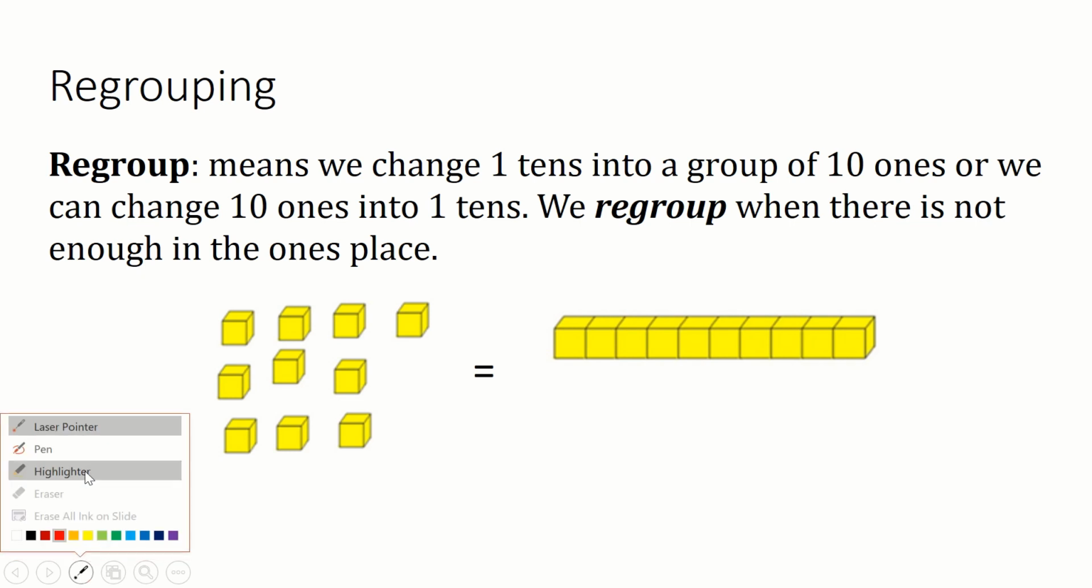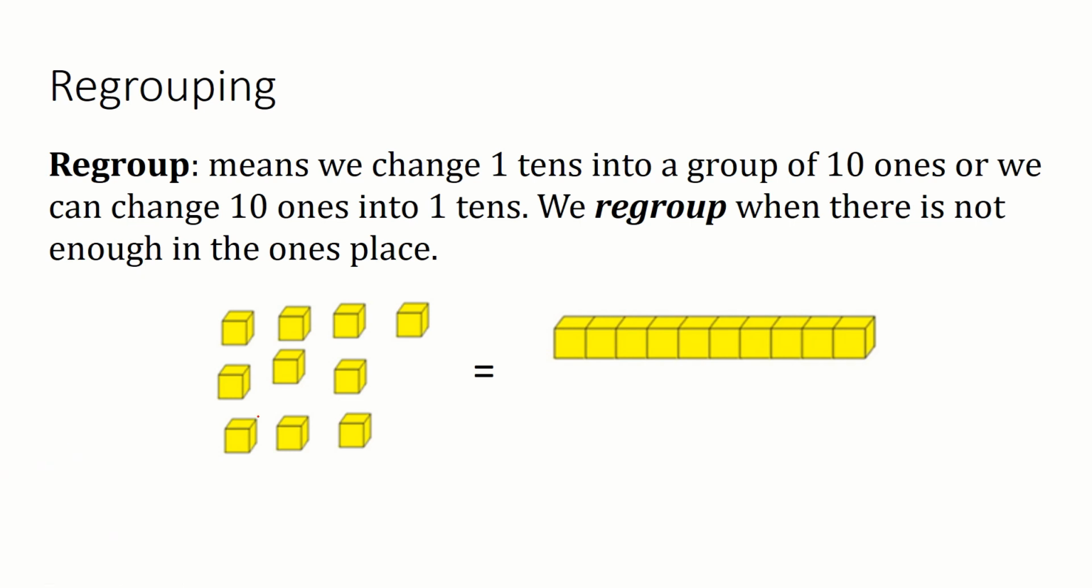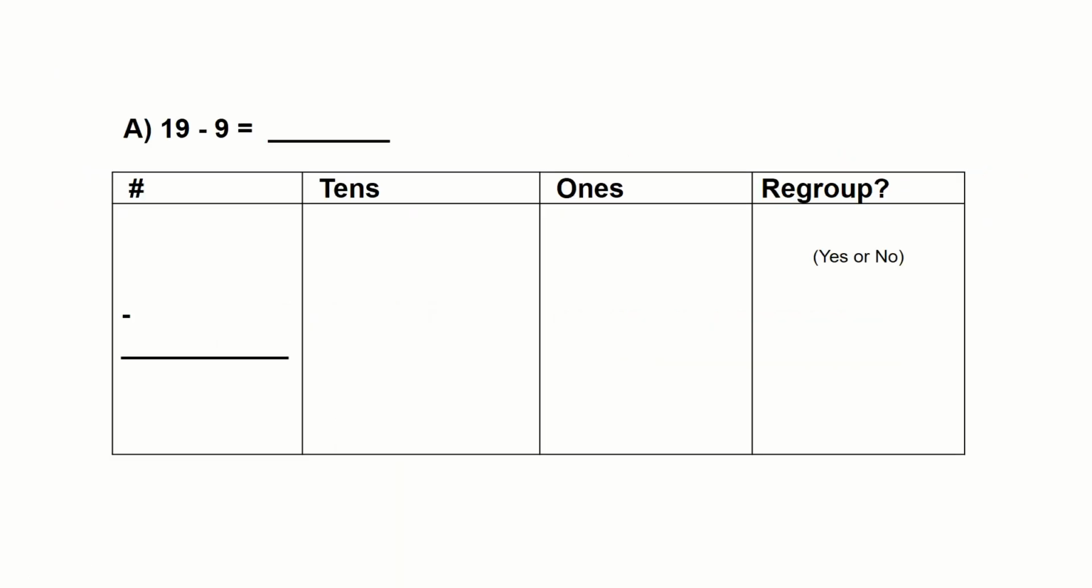So with that being said, today I'm going to show you another 2 extra problems that we are going to do and that you're going to work on by yourself. So let's take a look at our first problem. For our first problem, we have 19 minus 9 equals blank.